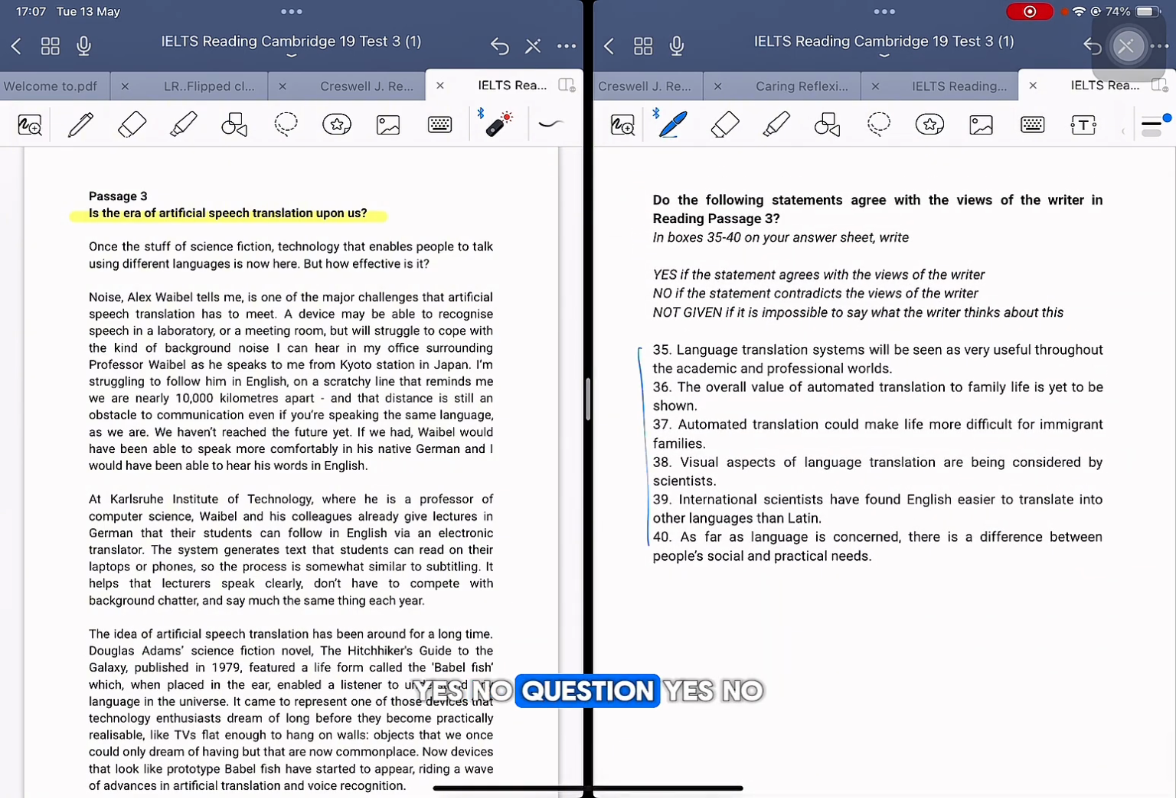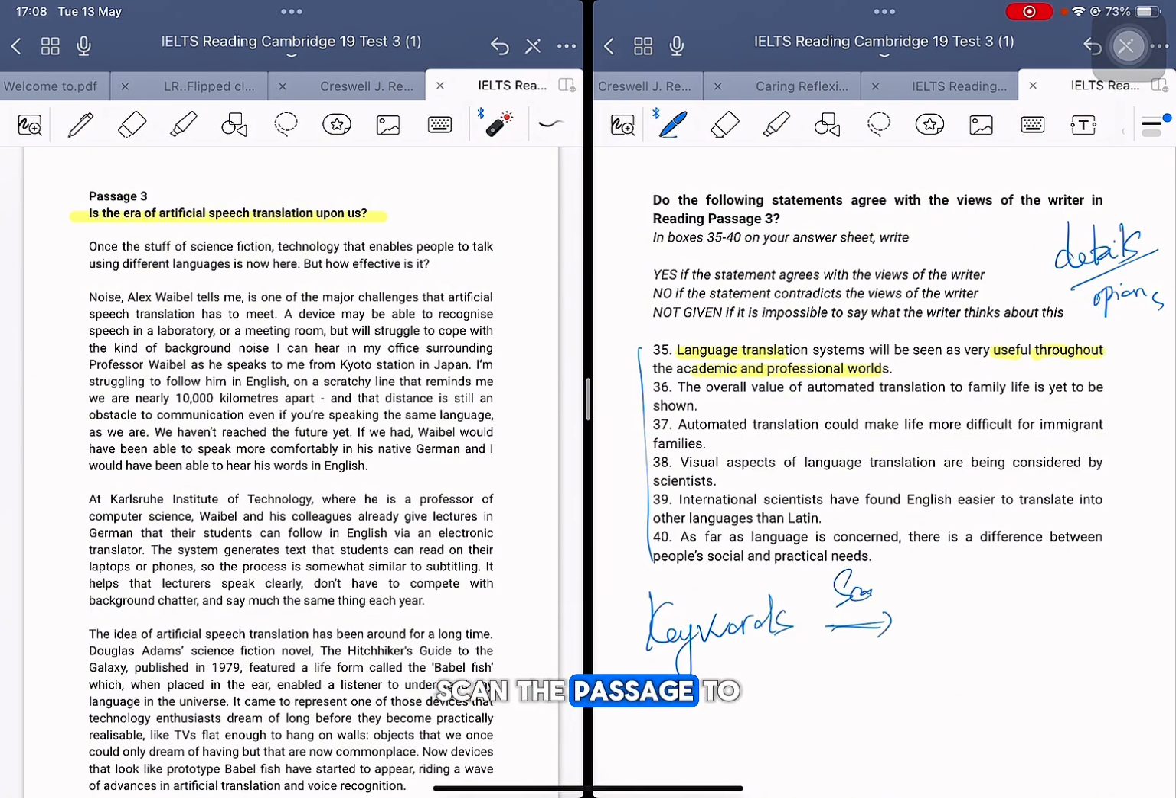And yes, no question. Yes, no, not given. This one is quite similar to true, false, not given. They normally ask you the details or maybe the writer's opinion. So for this one, you just need to identify keywords, right? Keywords. And then scan the passage to find out where they are. And then you read and then go back here to answer the question. So as you can see, 3 passages in one test, and you use different approaches. Don't answer question by question because time is limited.